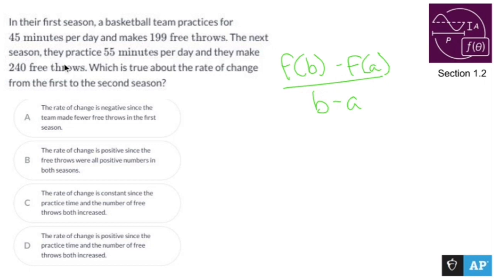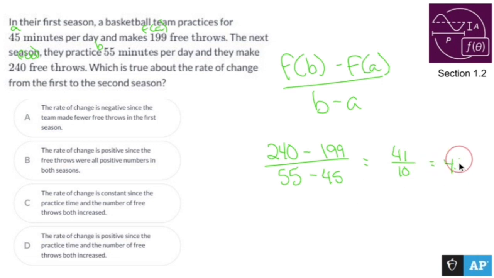Now, in this case, a could be 45, which means when I plug in, quote unquote, 45, I get out f of a, which is 199. So b would be 55, and when I plug in b, I get 240, which is f of b. I know you can barely see that, but you get the idea. So f of b is 240 minus f of a, which is 199, over 55, which is b, minus 45. So what, 241 over 10 rounds out nicely to 4.1 or 4 if we're rounding.